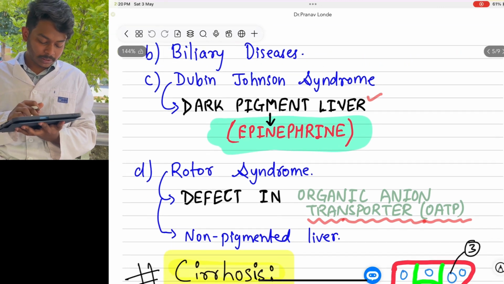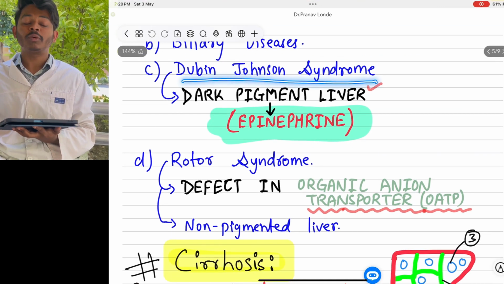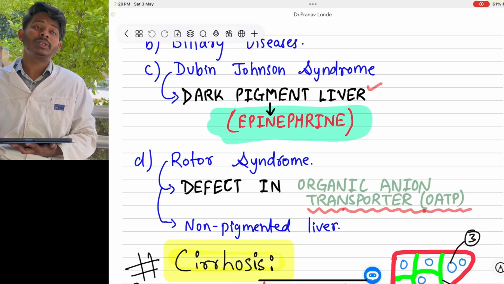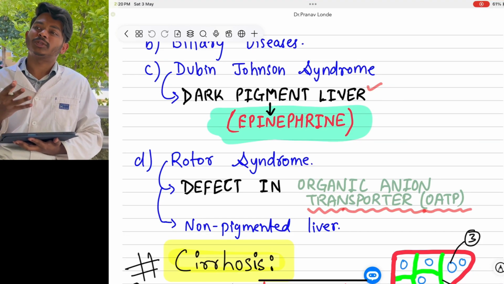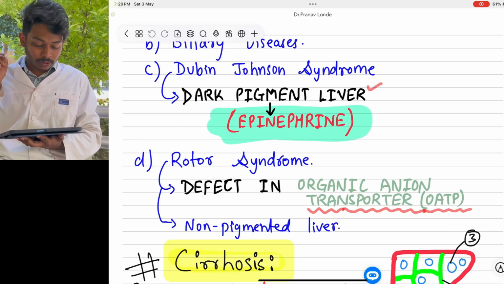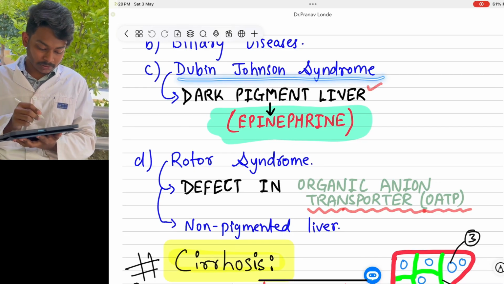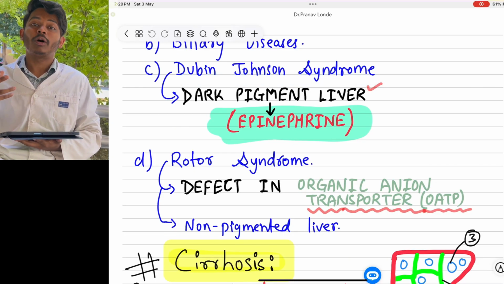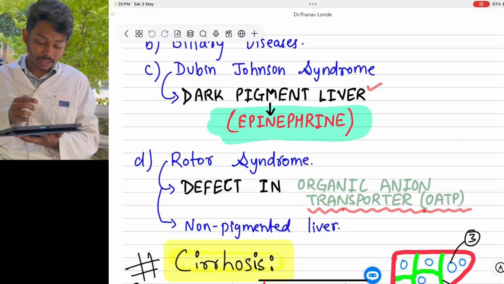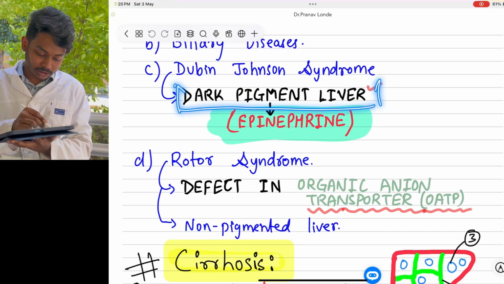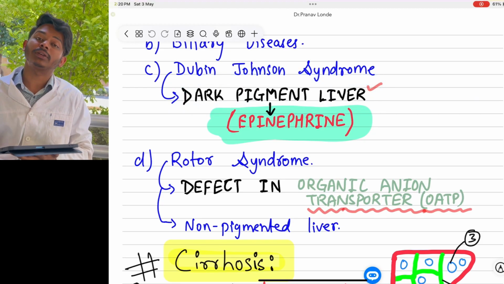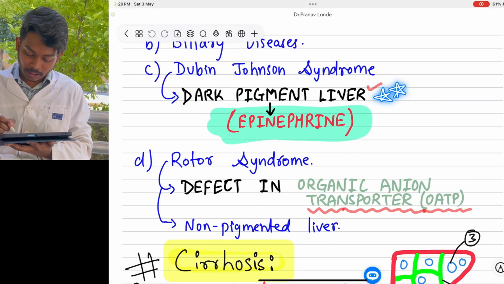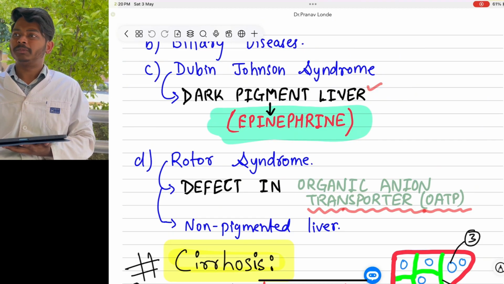Done. Then there is Dubin-Johnson syndrome. What happens in Dubin-Johnson syndrome is our liver metabolizes various types of enzymes, various types of metabolic products. In Dubin-Johnson syndrome, the color of the liver gets dark, like a dark pigmented liver is seen in Dubin-Johnson syndrome. This is a characteristic feature which you should remember for your exams.